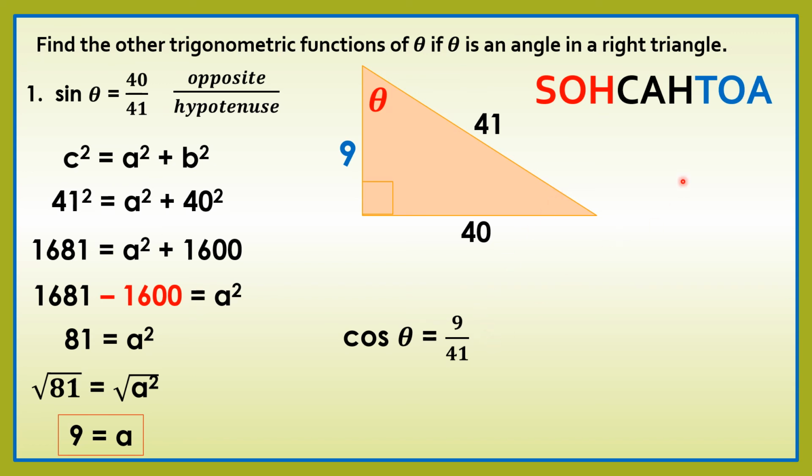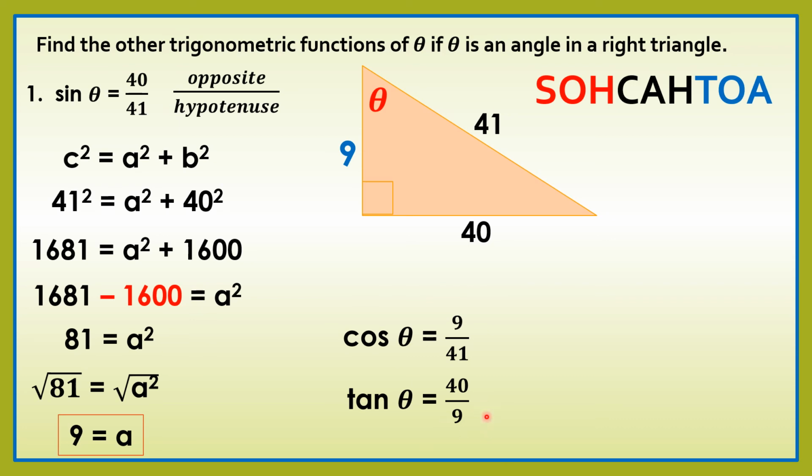Next is TOA. So, that is tangent theta is equal to opposite ay yung 40 at ang ating adjacent ay yung 9. So, that is why we have here 40 over 9.